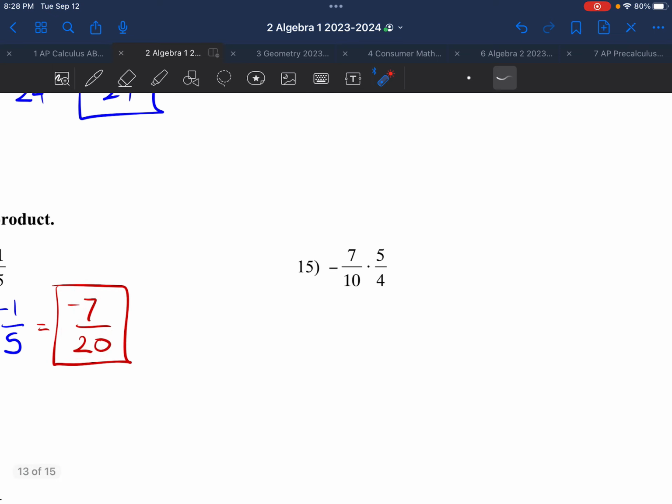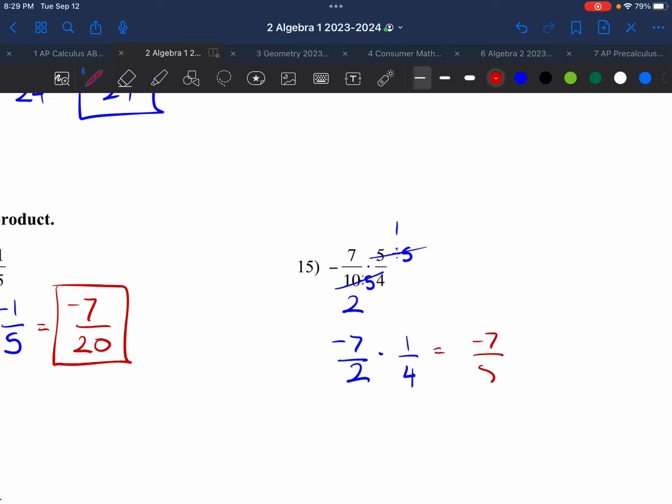In this case, the fractions are already ready to go. There's no mixed fractions. And check it out. 5 and 10 can both be reduced right now. They could be reduced at the end, but it's faster to do it now. I'm going to divide by 5 and divide by 5. That's going to turn into 1. That's going to turn into 2. So our real problem is negative 7 over 2 times 1 over 4. And that's going to be negative 7 over 8 for our final answer, which we'll then box.